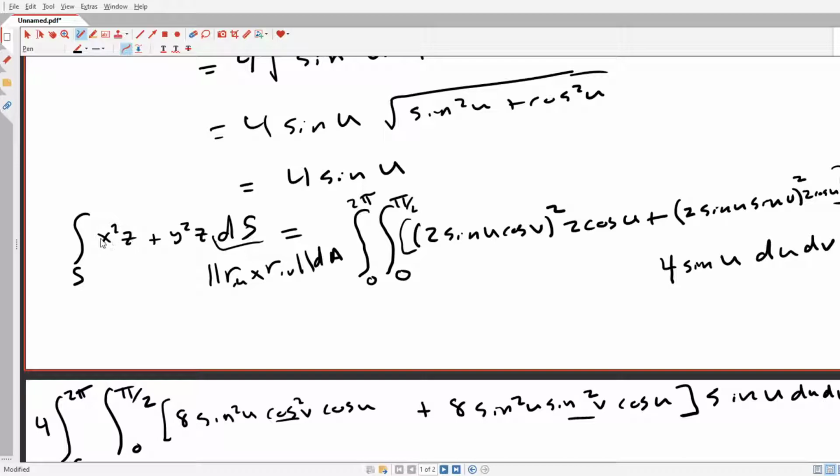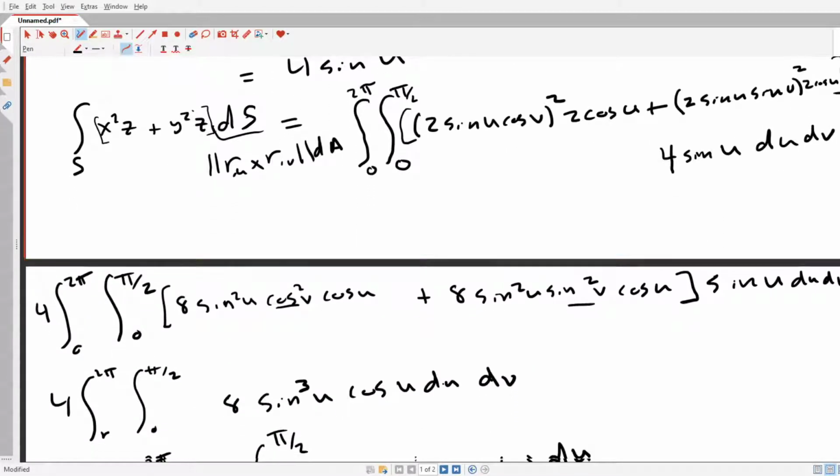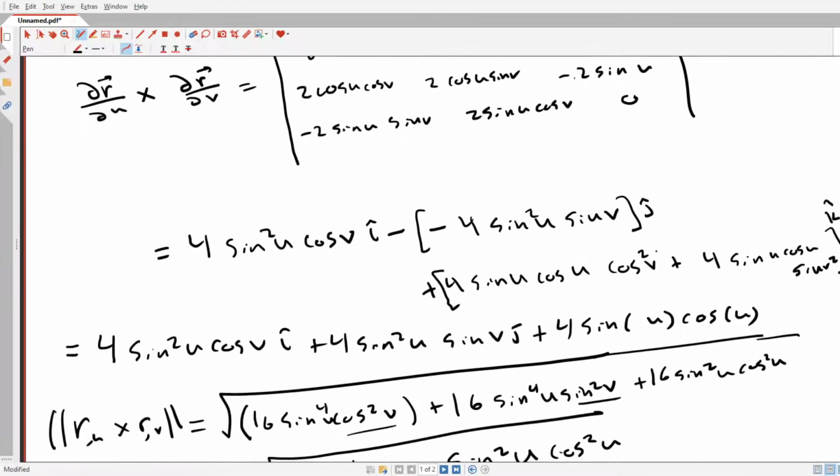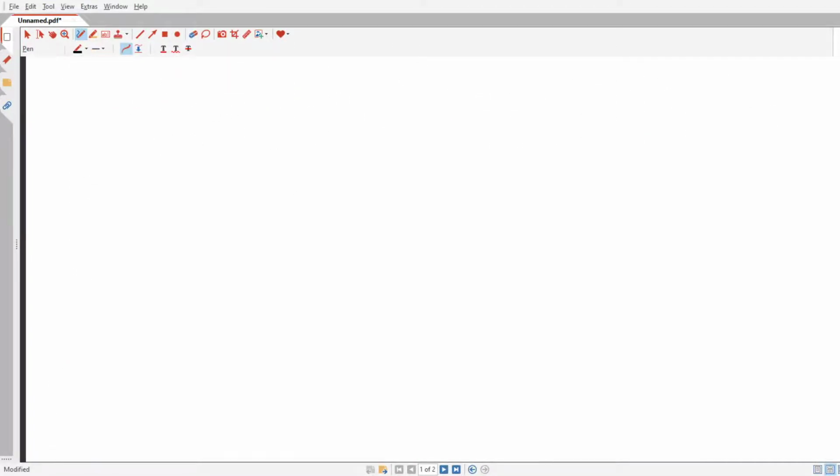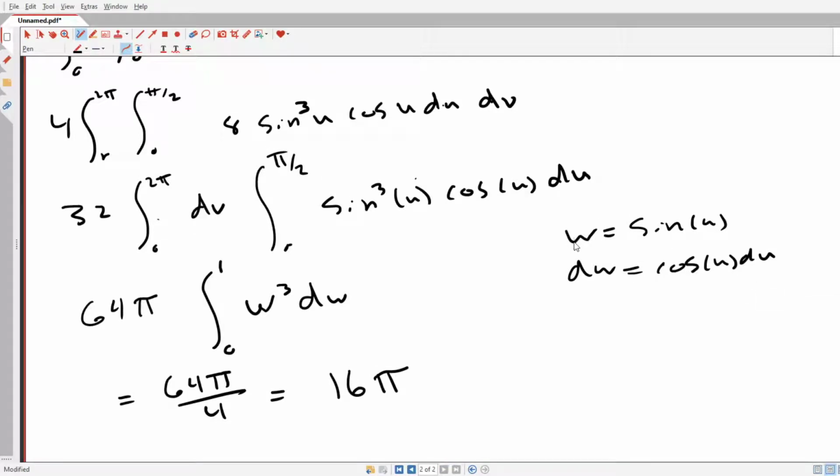If I just had 1 here and I was just integrating dS, or the norm of ru cross rv dA, this would give me the surface area. But I'm not doing that. I'm integrating this function, and so I'm getting something that is surprisingly similar to the surface area. It's just a u sub like Cal 2, but I use w instead.